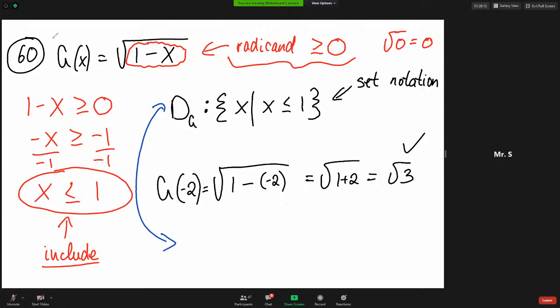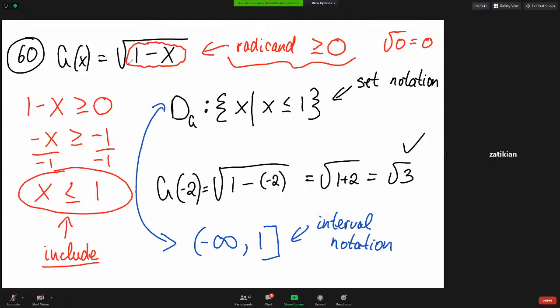So the interval notation for this would be: the smallest number in the interval is not a number, it's a concept. They go forever to the left, so -infinity. And then we get to 1 and we include the 1. So this is the interval notation, which would also be a correct answer. Good? Yeah, thank you.